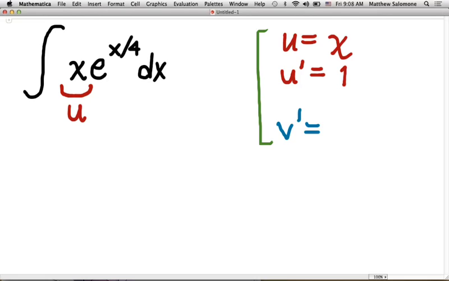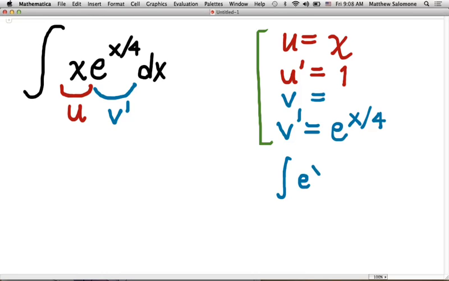But if we're finding the antiderivative of v, isn't it much easier than the antiderivative of x? Well, I agree with that. So let's do both choices, but let's first look at this one. Choosing u to be x forces us to choose v prime to be e to the x over 4. And so now that leaves us with the question, what's the antiderivative of e to the x over 4?